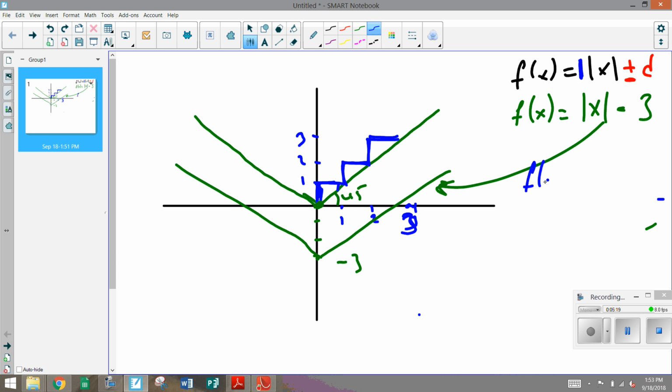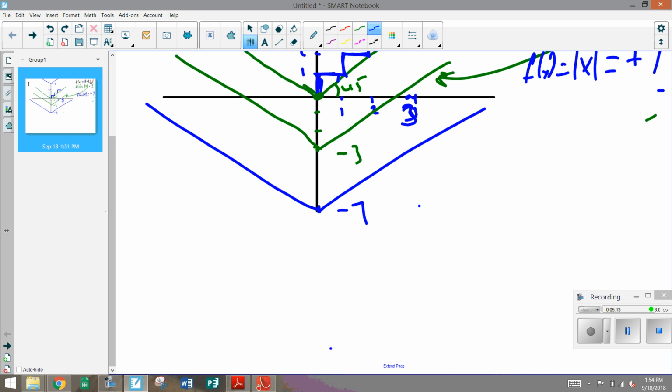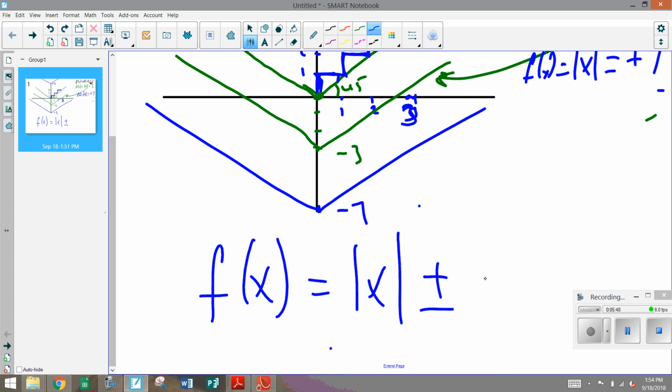Make it 5. f of x is equal to absolute value x minus 7, for example. Minus 7 is there, so it makes sense? Plus 7. Is it hard? Okay, did you understand? Okay, now, another side. Let me write that down in big letters. f of x is equal to absolute value x plus or minus a number. This makes a vertical shift. We call this a vertical shift. Make sense? Okay, let's get back to where we left off.